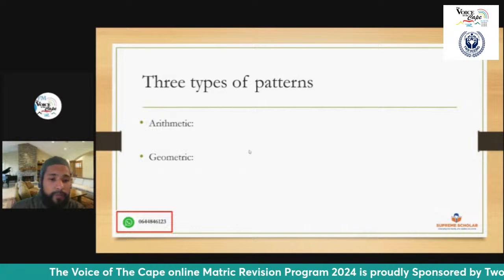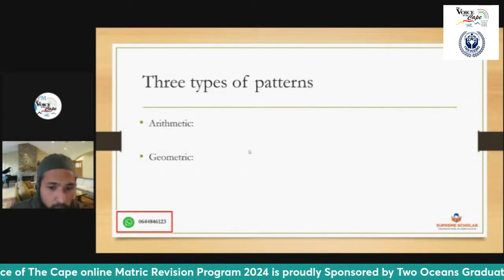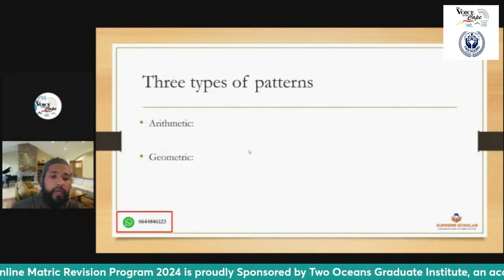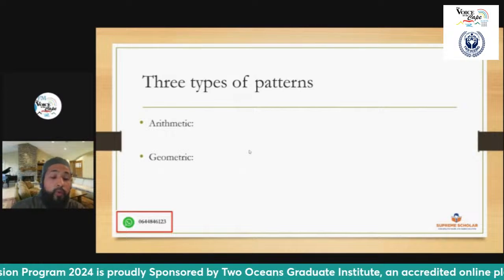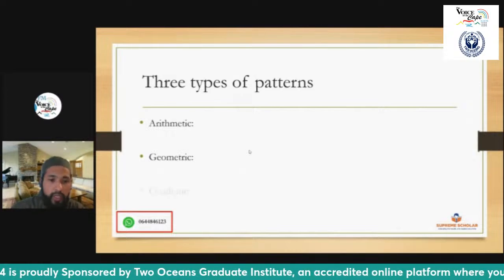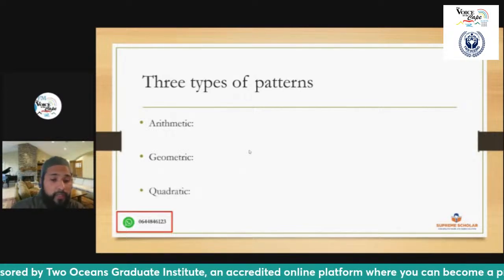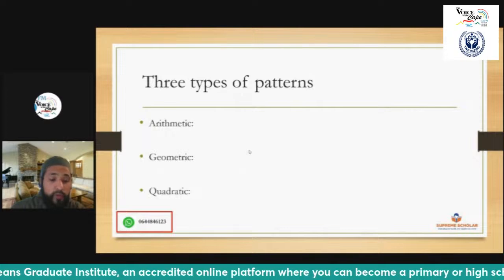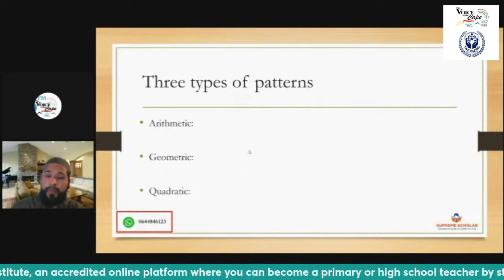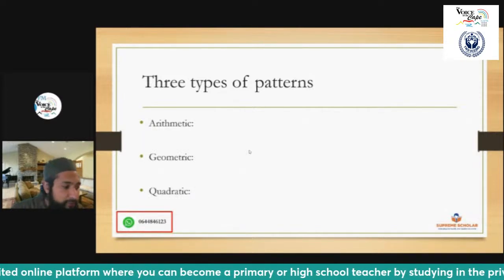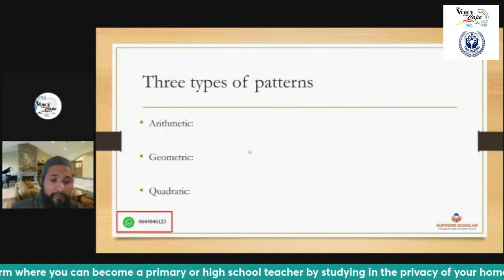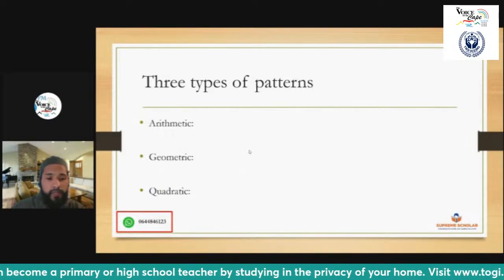The second type of pattern is a geometric pattern, which we're not going to deal with today because time doesn't allow us. We will deal with it in future sessions, inshallah. And then the last type of pattern is a quadratic pattern. For today, we're only going to be looking at the arithmetic pattern, but I'm going to give you a very brief definition of what's the difference between these 3 types of patterns, right?